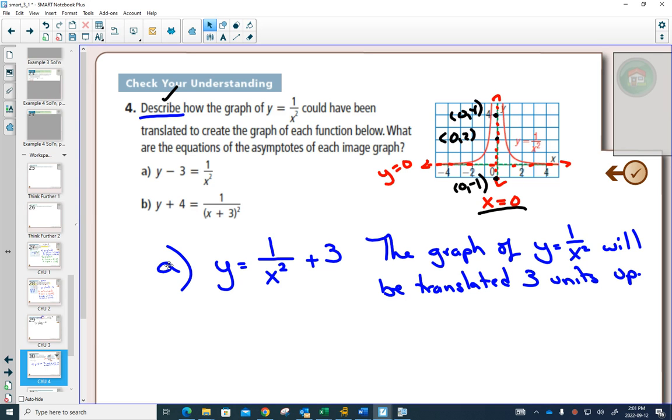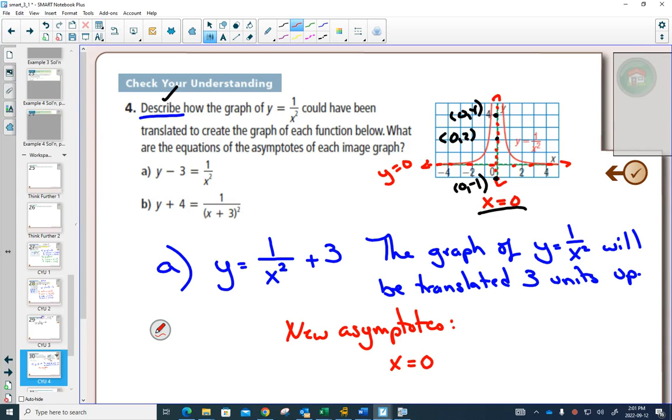So now the question here was, if you move it 3 units up, what will the new asymptotes be? Well, moving things up, can you see that your vertical one will stay at x equals 0 when it gets moved up? But your horizontal one will now be at y equals 3.